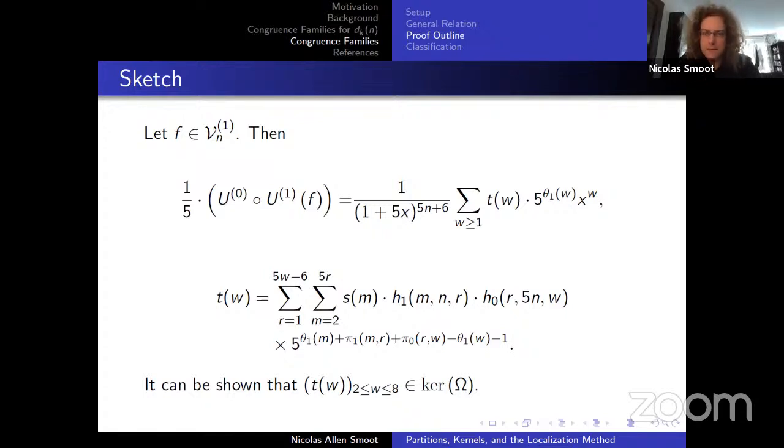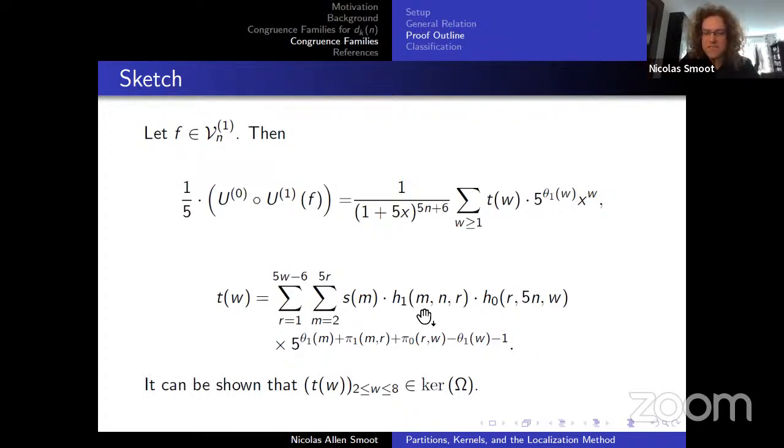So the sketch goes like this. F is in V_1. I want to show that 1 over 5 U0 composed U1 of F looks like this here. That's not that big a problem. 1 over 1 plus 5x to the 5n plus 6. And I've got this T_W business, and T_W is just constructed like all this. Basically, you apply U1, you apply U0, and you just collect everything. And it looks something like this here.